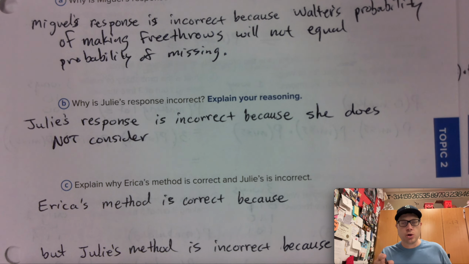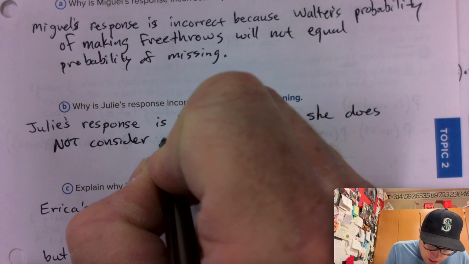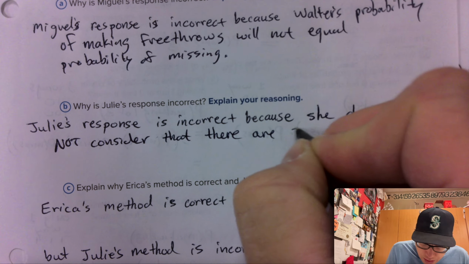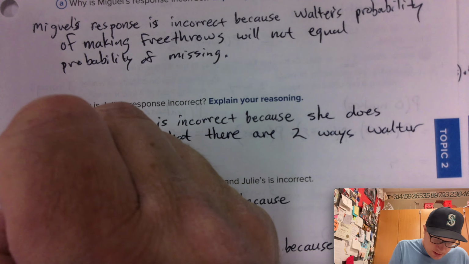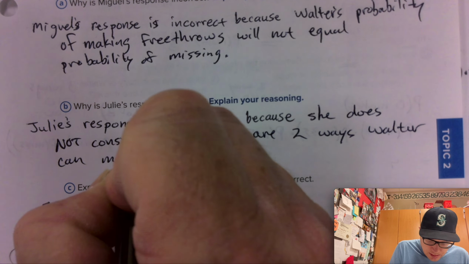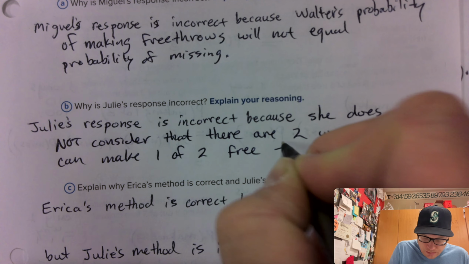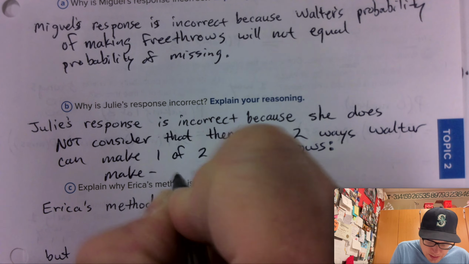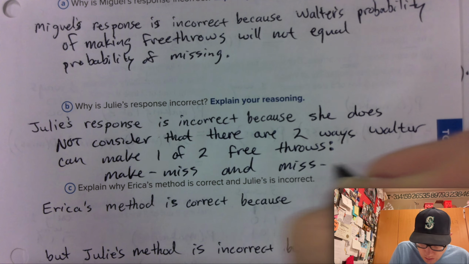So I'm going to write it all out. You go scrub, scrub, scrub until you get to the part where I'm done writing the sentence. Because she does not consider that there are 2 ways Walter can make 1 of 2 free throws, being make miss and miss make.